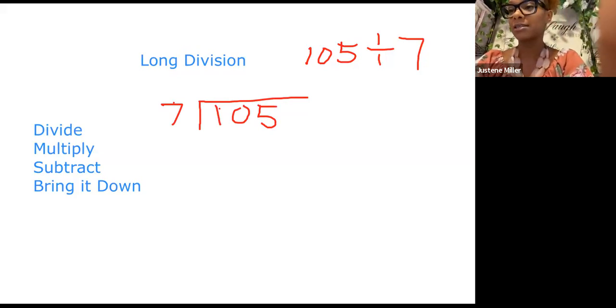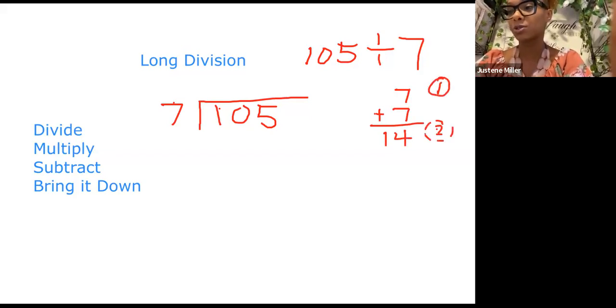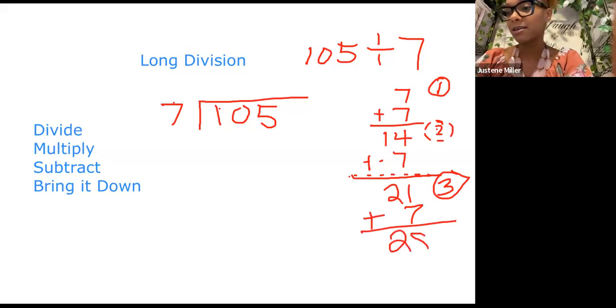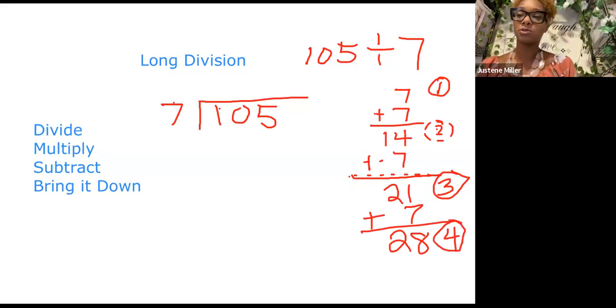So we can add 7 plus 7, and that gives me 14. So this is one group of 7. This is 2 groups of 7. And I can add another 7. And that gives me 21. And that is 3 groups of 7. And I can add another 7. And that is 28. And that is 4 groups of 7. And you can go down as far as you need to help yourself out.